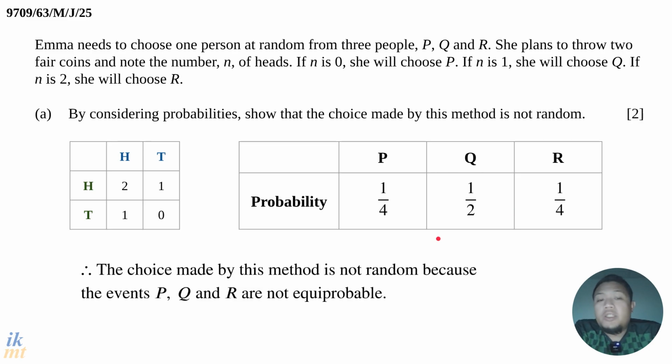Therefore, we can say that the choice made by this method is not random, okay? Because again, we should mention why. The choice made by this method is not random because the events P, Q, and R, or the events where Emma chooses P, Emma chooses Q, and Emma chooses R, are not equiprobable. All right, so that is the answer to the first part of this question.